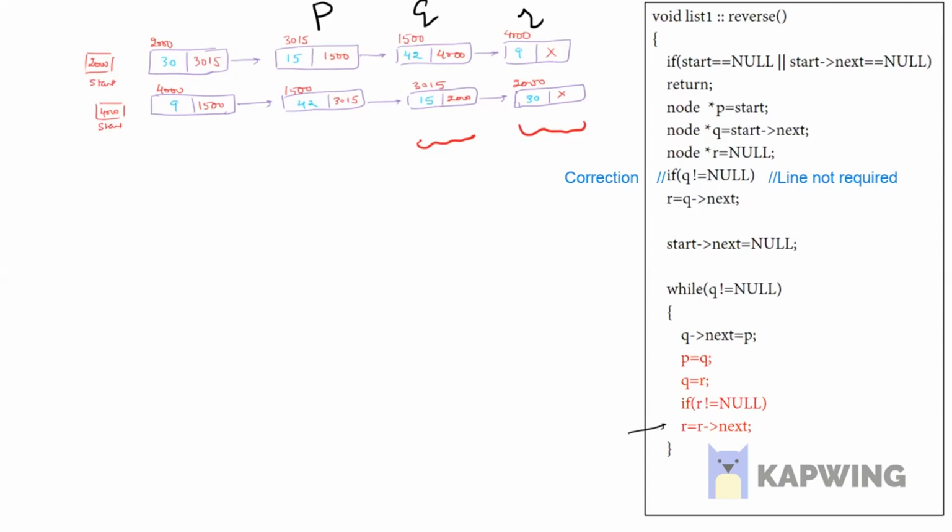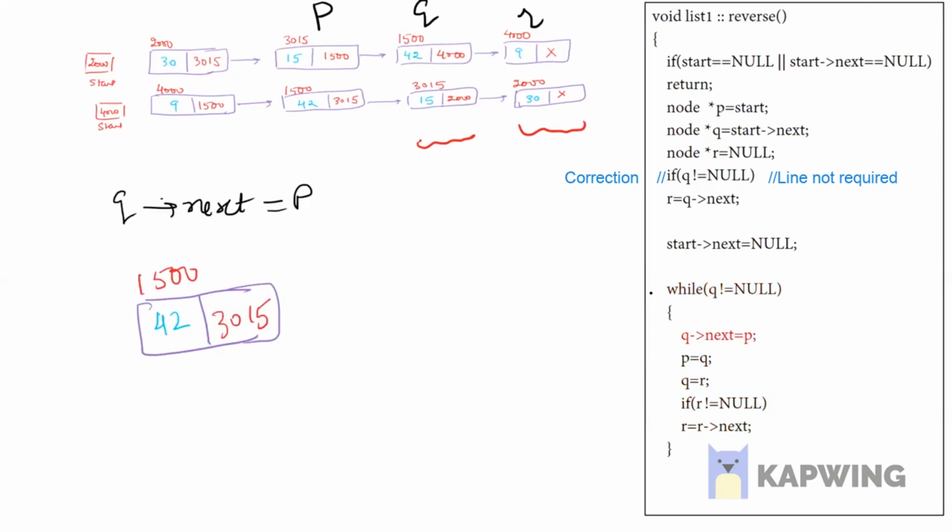Now once you have done this, go back to the condition, that is Q not equal to null. Here also Q is not equal to null, it is 1500. Again go for Q next equal to P, the backward pointer. That means this Q next portion, earlier it was 4000, should now be P. P means 3015, to give a backward pointer. So it will become equal to 3015. That means this node has also settled down, 1500, 4000, 3015. This node has been settled down in the final list.